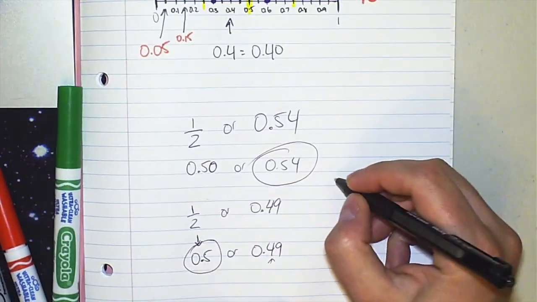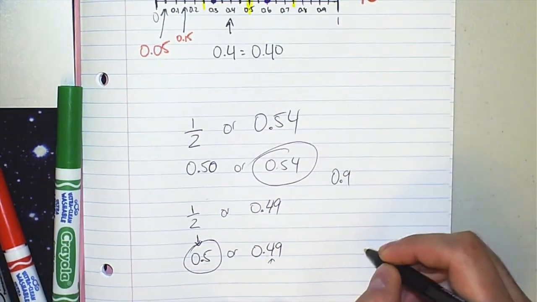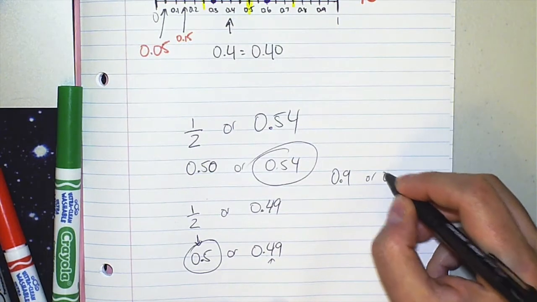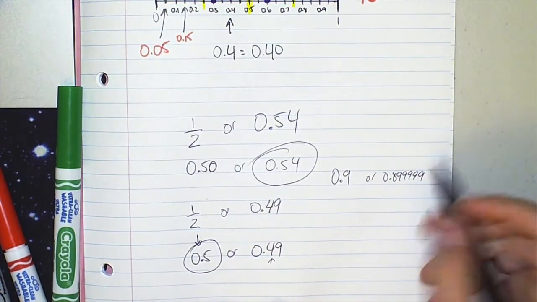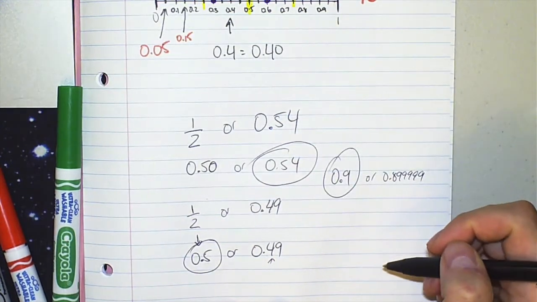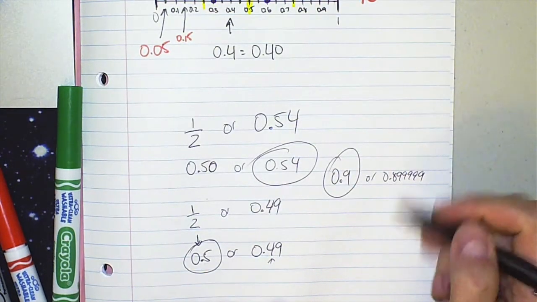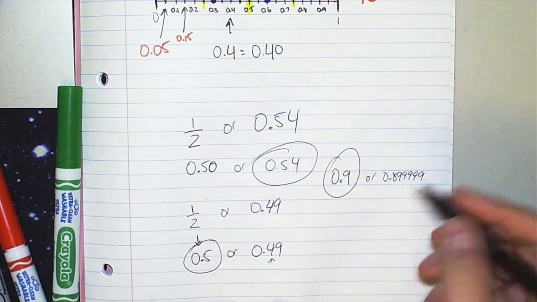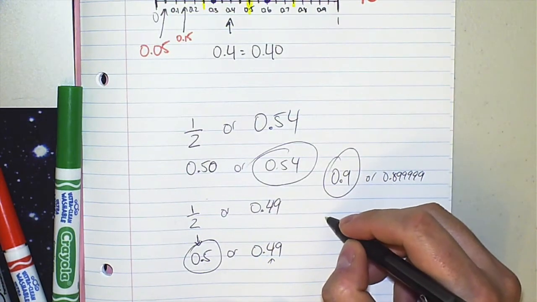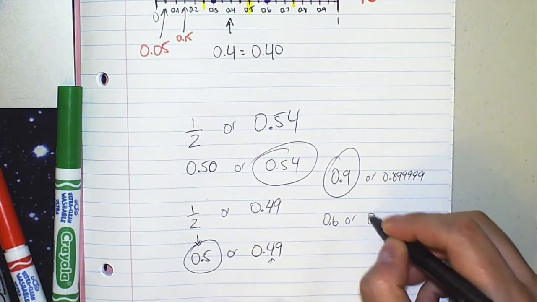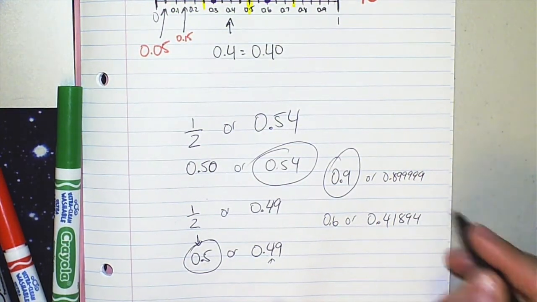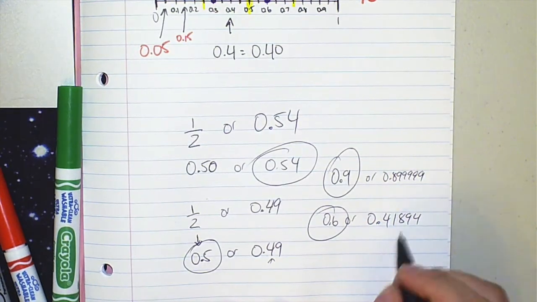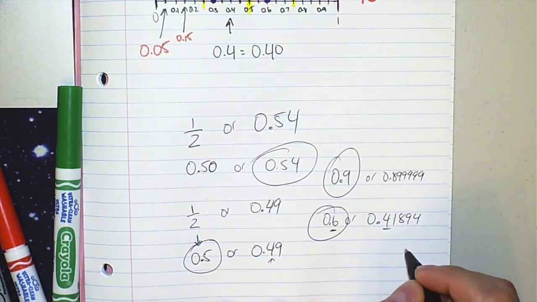You can have 0.9 or 0.89999. You can go on forever, and this is still the larger decimal. Same thing applies with any example, really. If you did 0.6 or 0.41894, doesn't matter. This is bigger because the first place value is tenths. This is the one that matters.